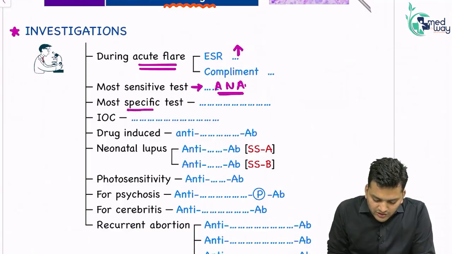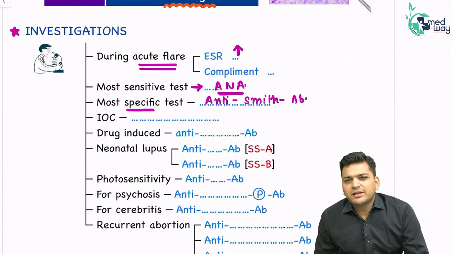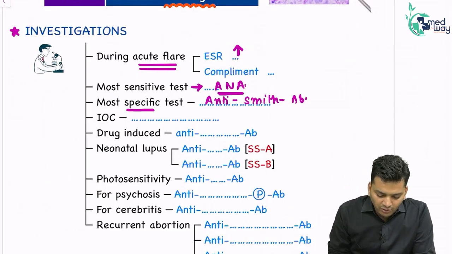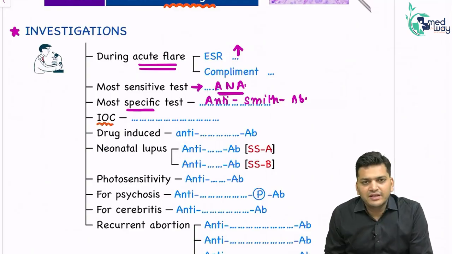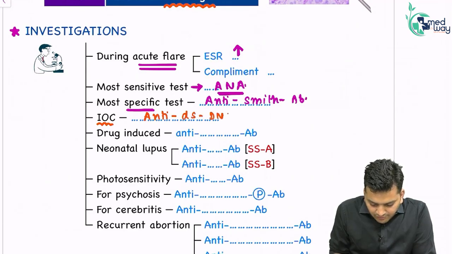Then we have the most specific test. It is the antibody, that is anti-Smith antibody. But anti-Smith antibody is very specific, but it is not very sensitive. It is not seen in a majority of the patients. So there is one antibody which is very sensitive as well as very specific, that is anti-dsDNA antibody, anti-double stranded DNA antibody.